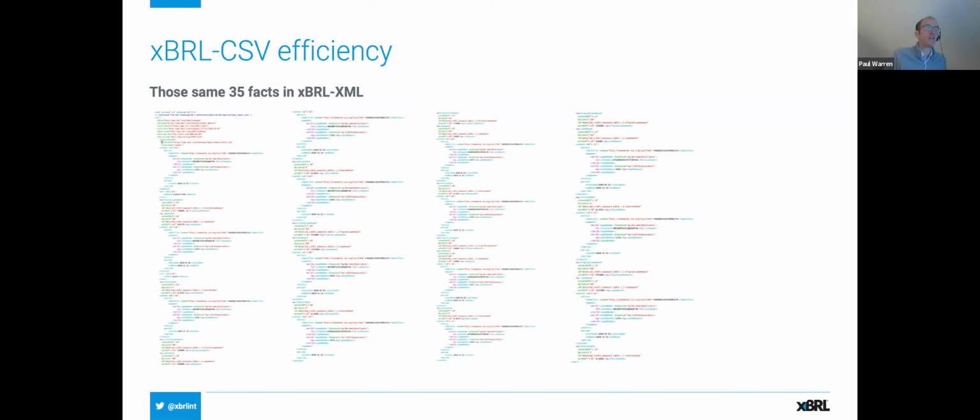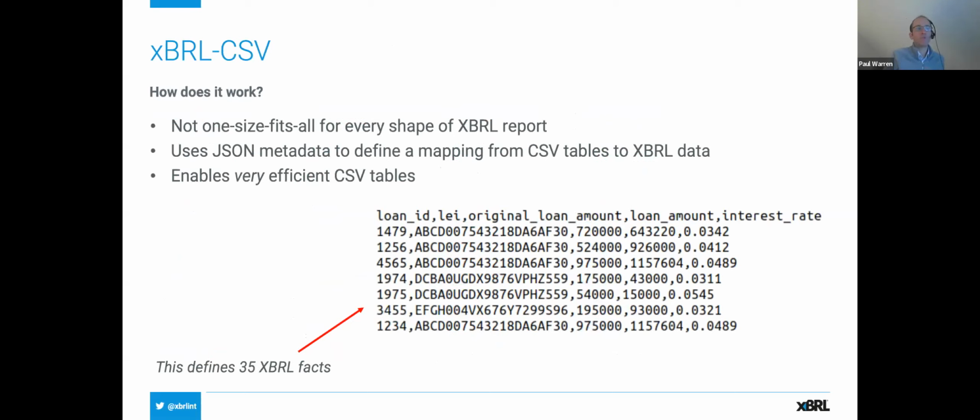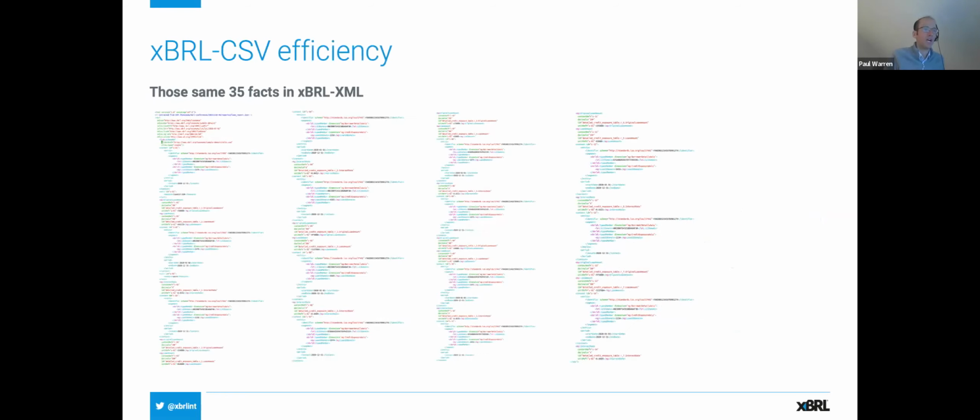That is a fair criticism, but the important thing is, firstly, that JSON isn't actually very big, but secondly, it's static. So the more facts I add to the CSV version, it's just another row in the CSV. The JSON metadata is just a static overhead, so it doesn't grow with the file size. Whereas in the XBRL XML version, the file size increases significantly with each fact.